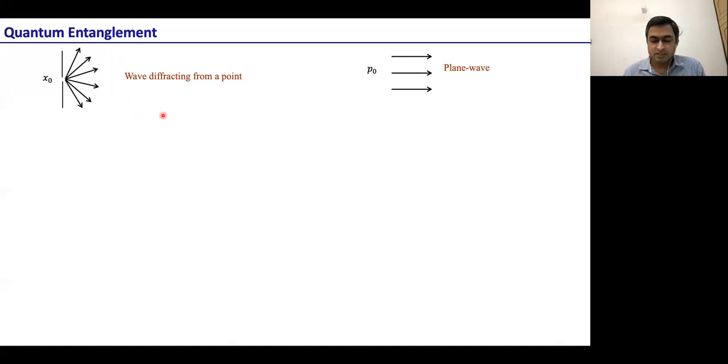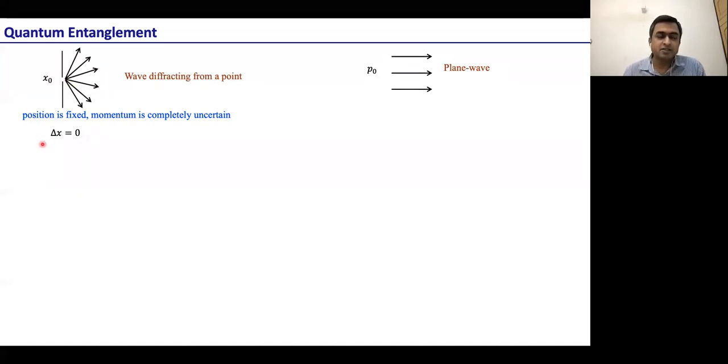For such a state of a particle, we say the position is fixed, because we know the x location of the particle was x naught. But what about the momentum? Since the position is fixed, a single photon coming out of this can go in any direction, and hence the momentum is completely uncertain. So for this quantum state, we say the uncertainty in position is zero, and the uncertainty in momentum is infinity.